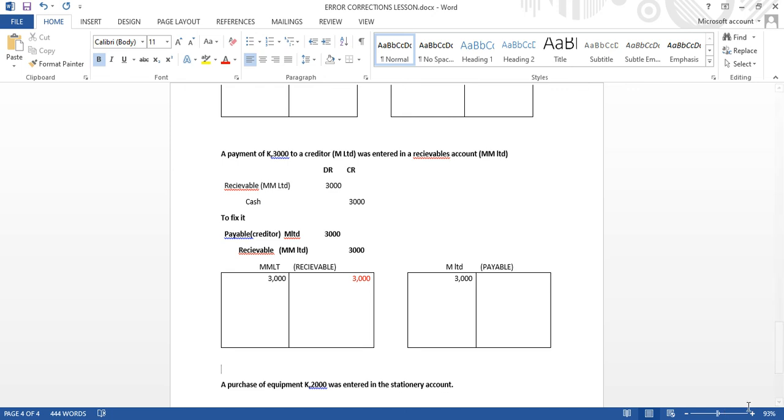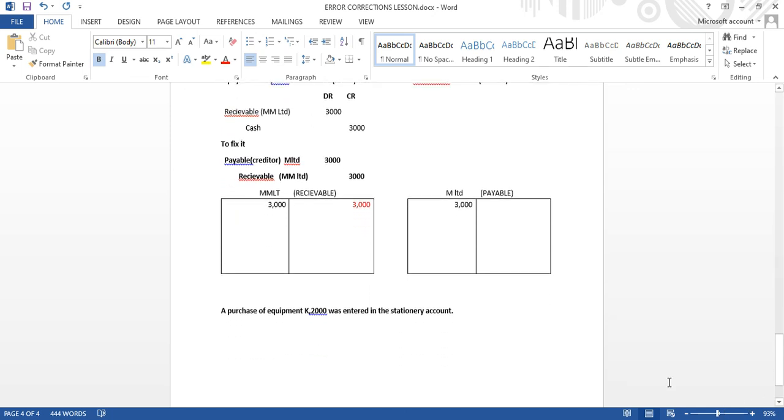So in this case, instead of debiting equipment, we've debited the stationary account. We've debited stationary 2000, and credited cash 2000. We have to remove this 2000 from the stationary account and take it to equipment. This is the error here.